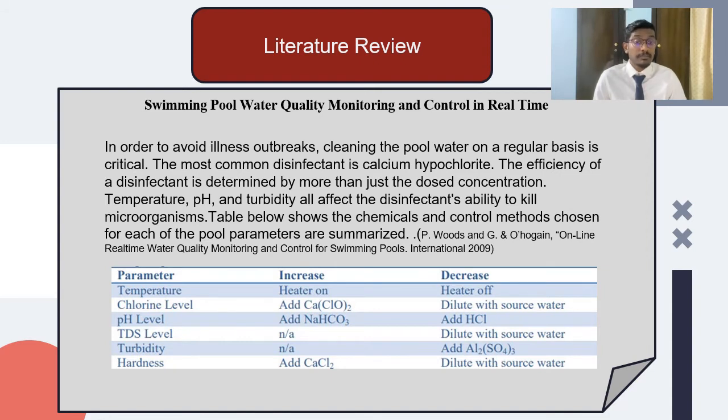As you can see in the table below, it shows the chemical and control method chosen for each of the pool parameters. You can see the temperature, chlorine level, pH level, turbidity, hardness, and also the TDS level, with the increasing and decreasing methods for monitoring the water quality of the swimming pool.